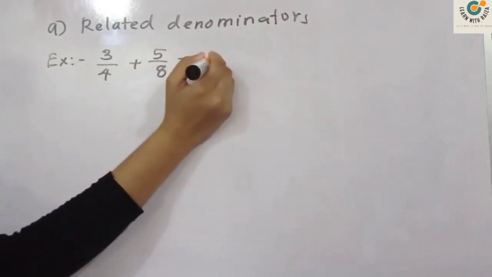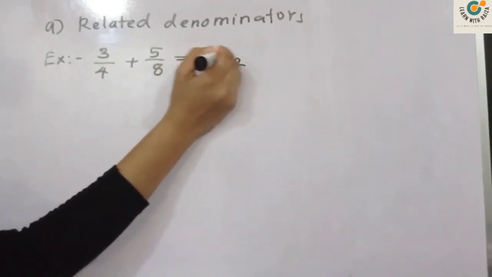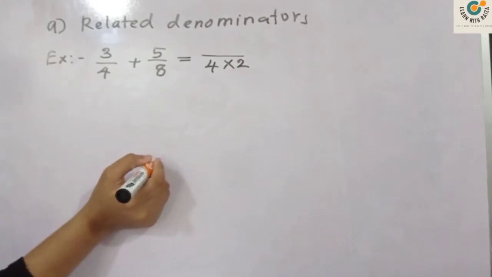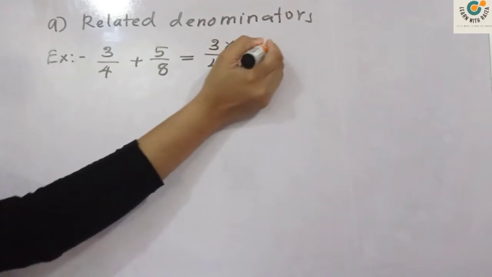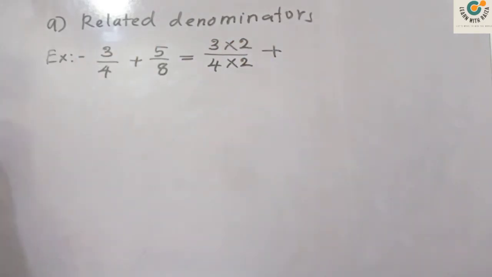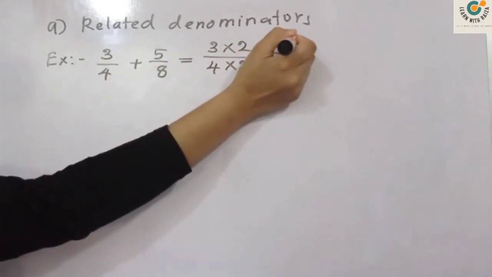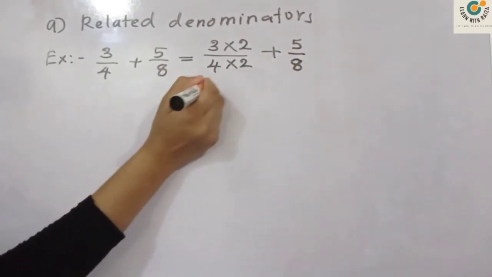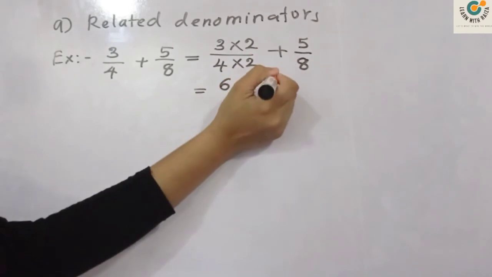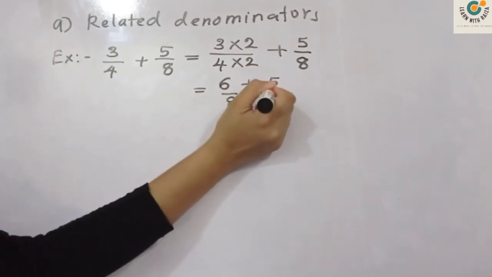If you multiply 4 by 2, you are getting 8. Remember, if you do any effect for the denominator, you should do the same effect for the numerator as well. But this fraction will not change. You should write it as it is because we are making 8. Now 3 times 2, 6 plus 5. The common denominator is 8.